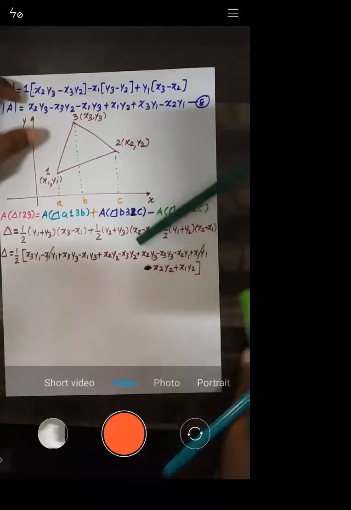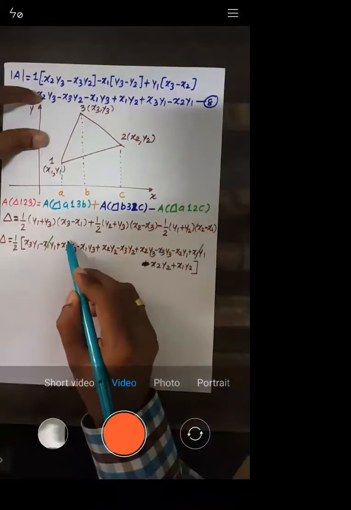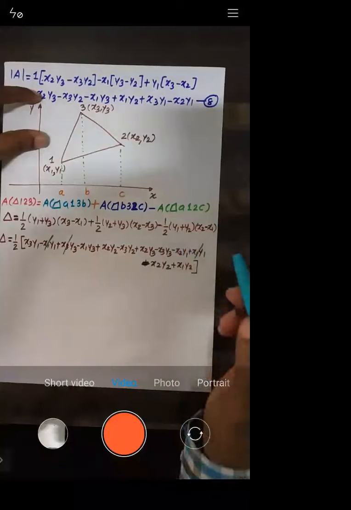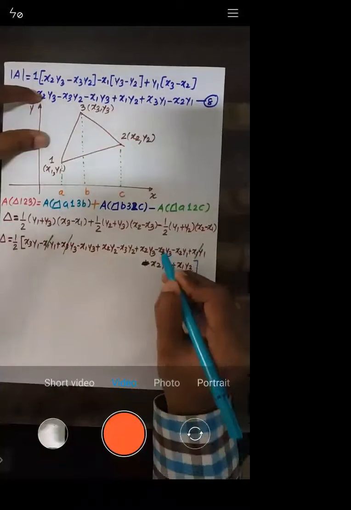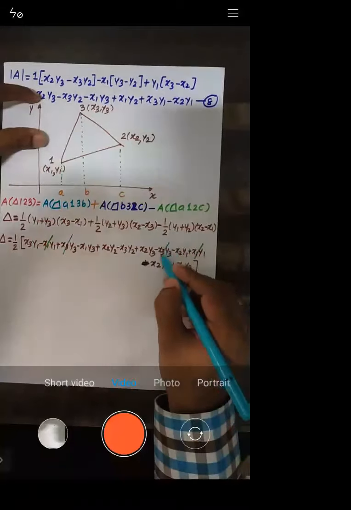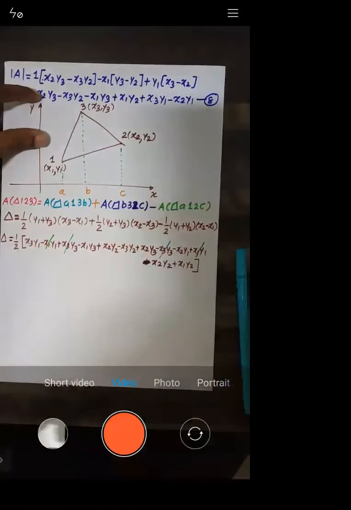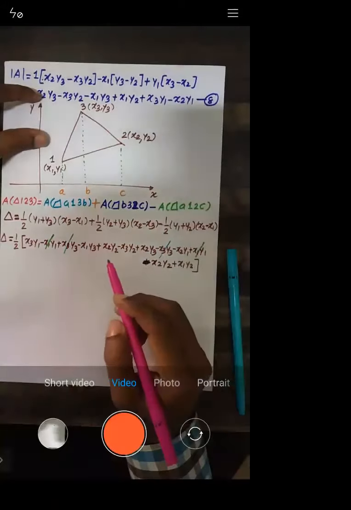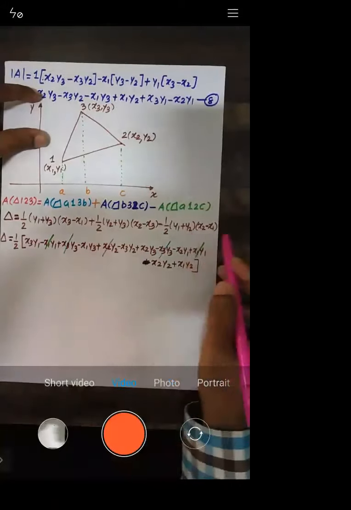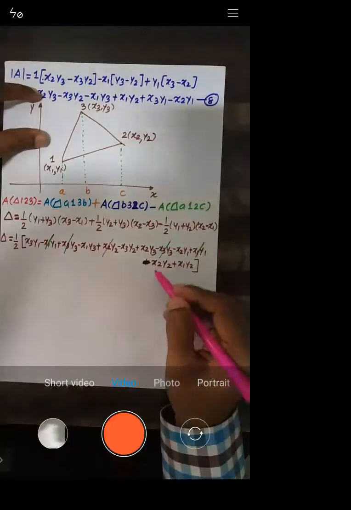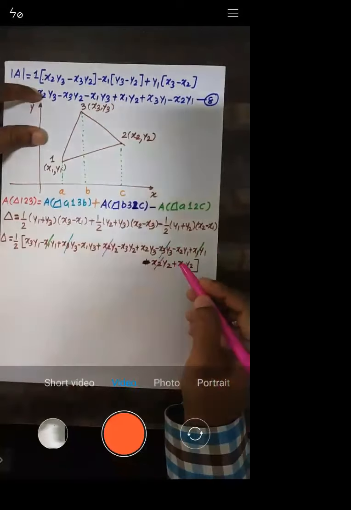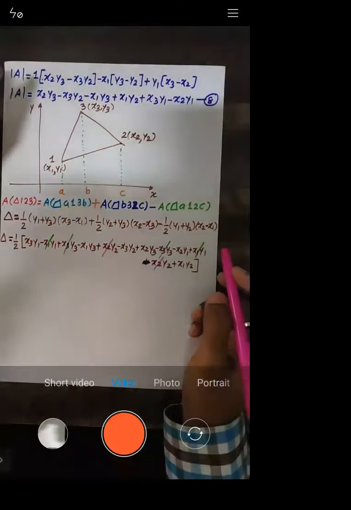Similarly, if you see, this is plus x3 y3, and similarly we will have minus x3 y3 here. So this will again get cancelled, right? On the other hand, let us see whether we are getting a cancelled term or not. This is plus x2 y2, and this is minus x2 y2. So this is again getting cancelled.